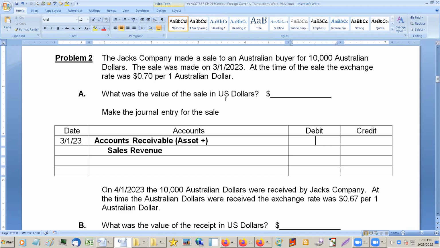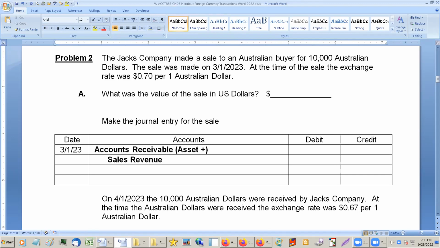Is it 7,000? Yep. So $7,000. 10,000 Australian dollars times, those are worth 70 cents in US dollars. So that'll be $7,000.